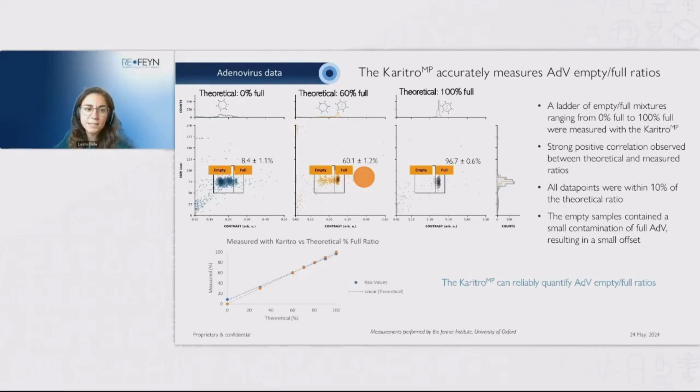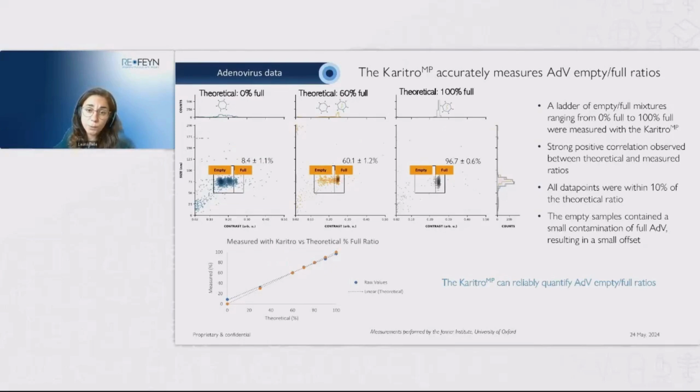The theoretical mix at 60% full shows really nice agreement with what we measure: 60.1% full capsids in the sample. And then the 100% full shows about 97% full capsids when measured on Karitro. So we have a really nice agreement, and as you can see from the graph at the bottom, there is a very strong positive correlation between the theoretical ratio, calculated from the mixing, and what we measure with the Karitro.